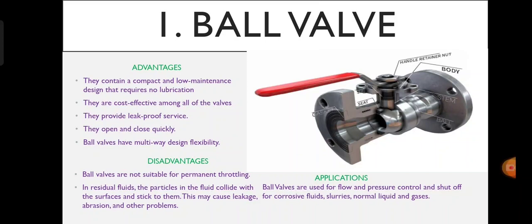The applications of ball valves: they are used for flow and pressure control and shut off for corrosive fluids, slurries, normal liquids, and gases. So for corrosive fluids, slurries, and normal liquids and gases, we can use this ball valve to shut off the liquid.